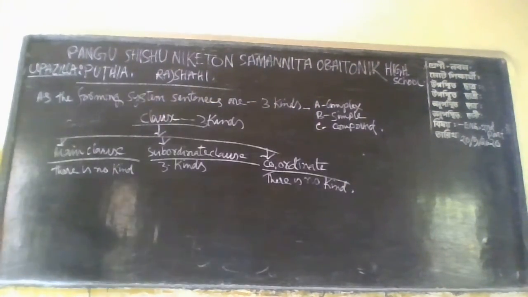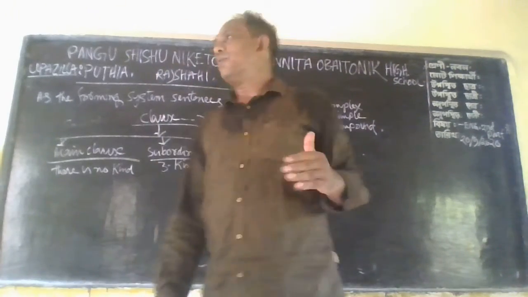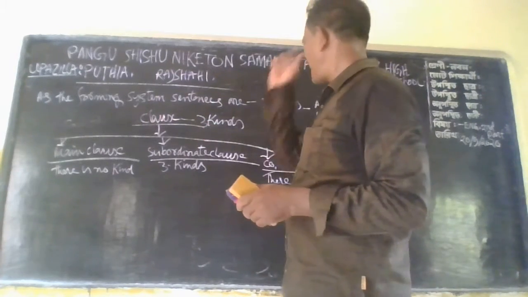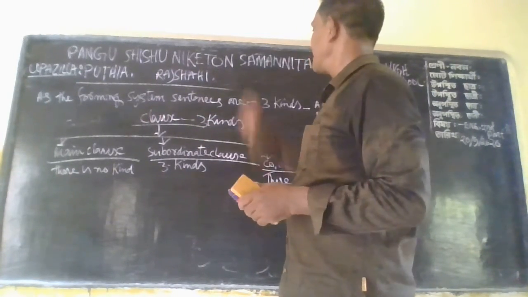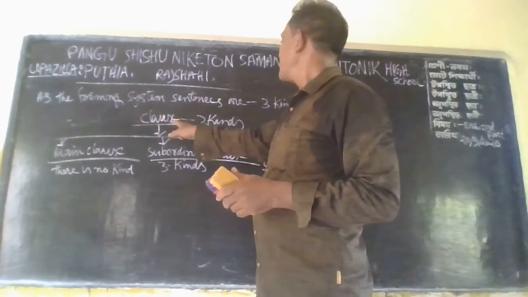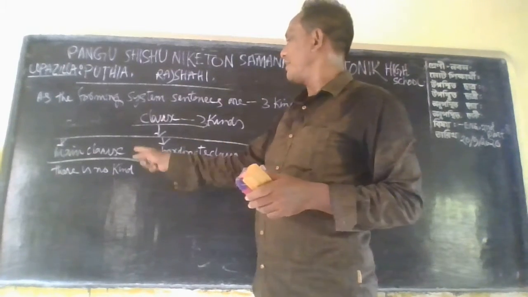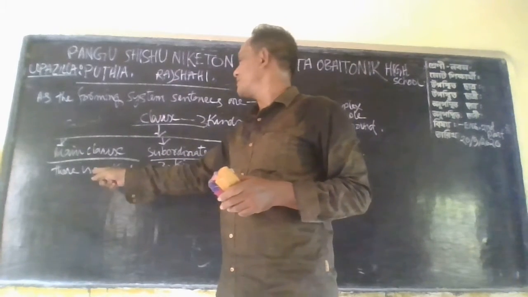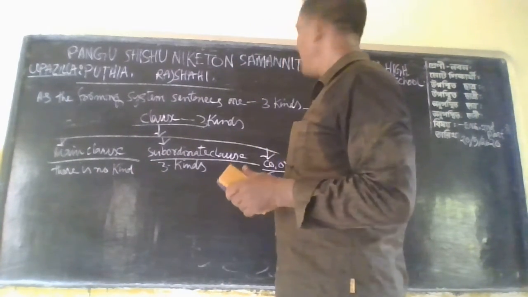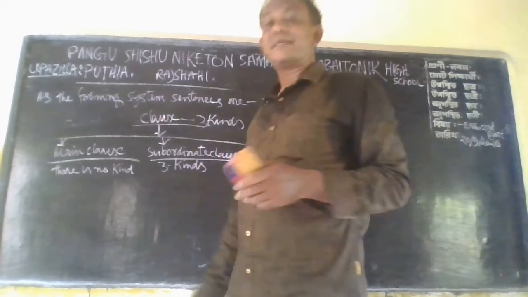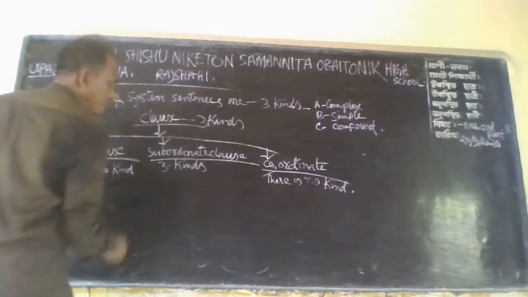That means we have learned about the clauses that form the complex sentences and compound sentences. Clauses are three kinds: main clause, subordinate clause, coordinate clause. There is no kind of main clause. There is no kind of coordinate clause. But subordinate clauses are three kinds. What are the three kinds of the subordinate clause? Let me try to explain on the board.